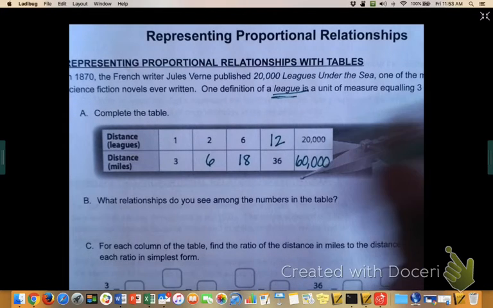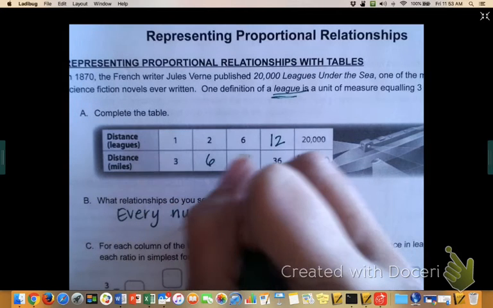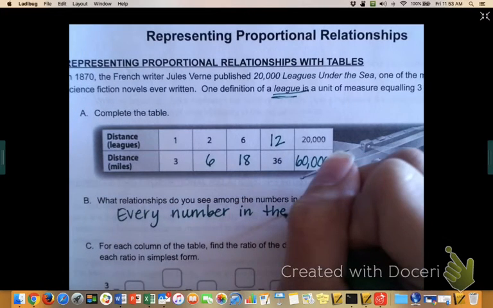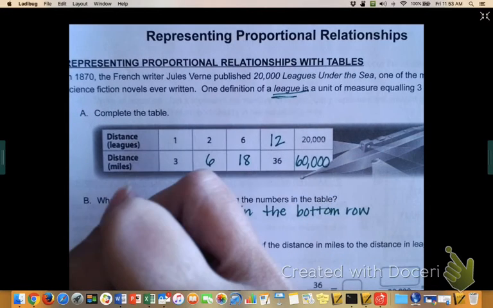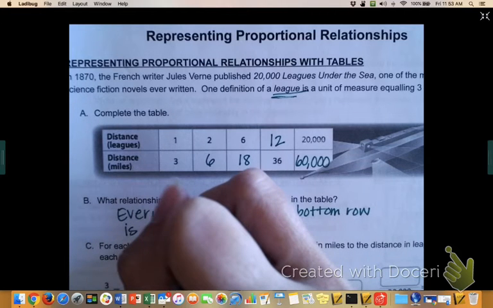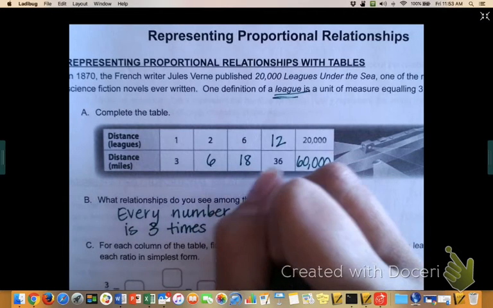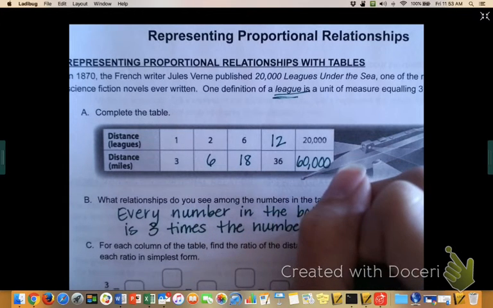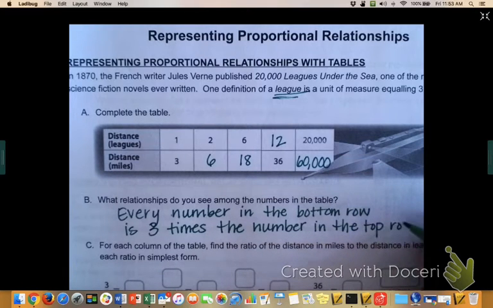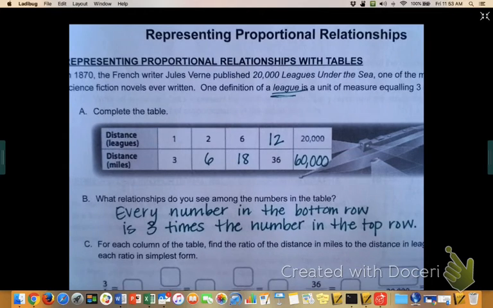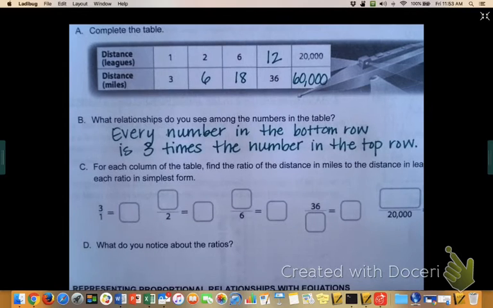So let's take a minute to write that. Every number in the bottom row is 3 times the number in the top row. Okay, handwriting didn't get a lot better. Sorry. Okay, now that we have that information, let's go ahead and fill out for each column of the table.